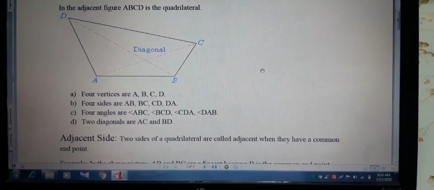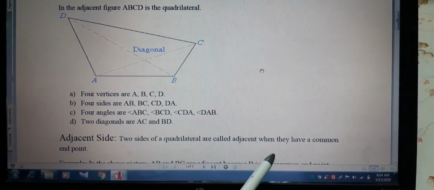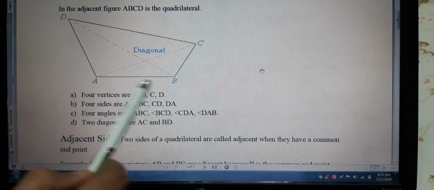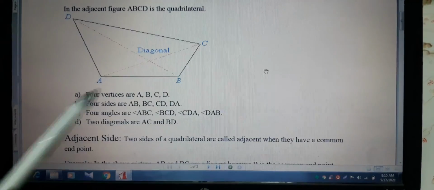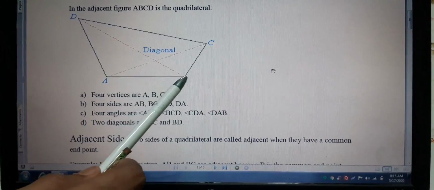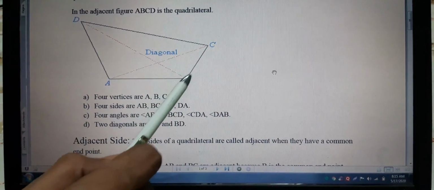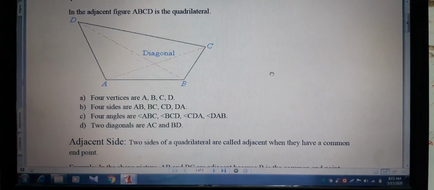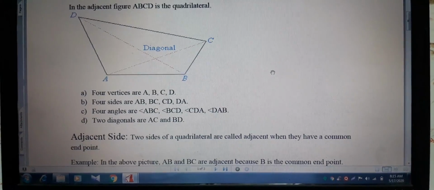Now, what is an adjacent side? Two sides of a quadrilateral are called adjacent when they have a common end point. You can see AB and BC. Both lines have a common end point B. So we can conclude AB and BC are two adjacent sides. We can also say BC and CD. These two lines also have a common end point C. So BC and CD are two adjacent sides.